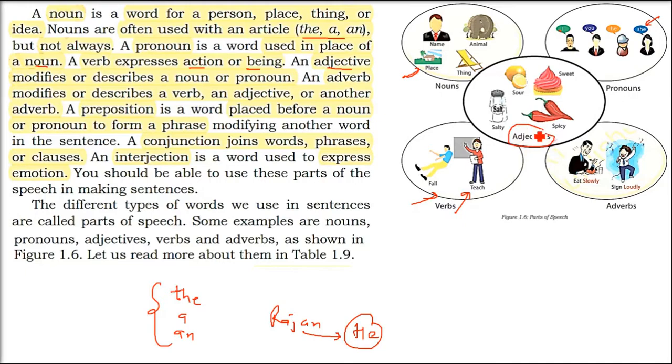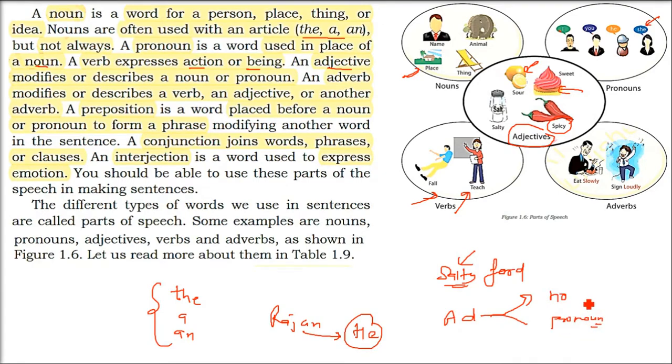Coming to the adjective. An adjective modifies or describes, giving meaning to a noun or pronoun. For example, food. Now you write salty food. So it is giving some meaning to that food. Spicy food, sweet food, sour food. There are other ways also, but I'm just saying that it's adding something to a noun or pronoun. So you are adding meaning or some more information to this noun or pronoun.